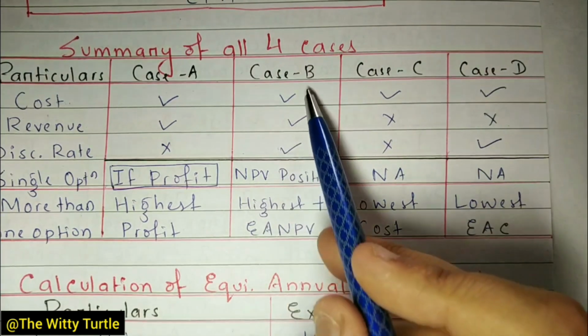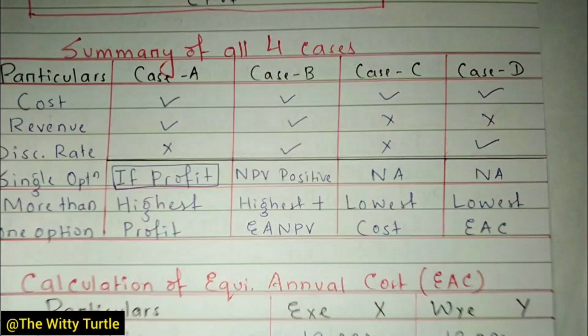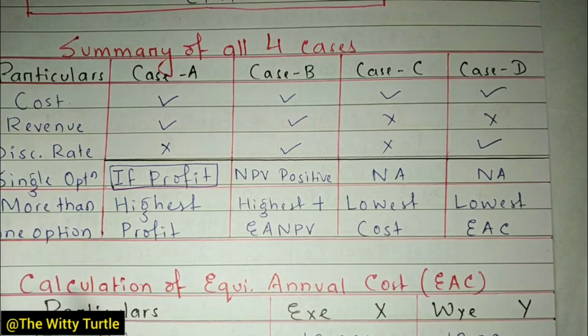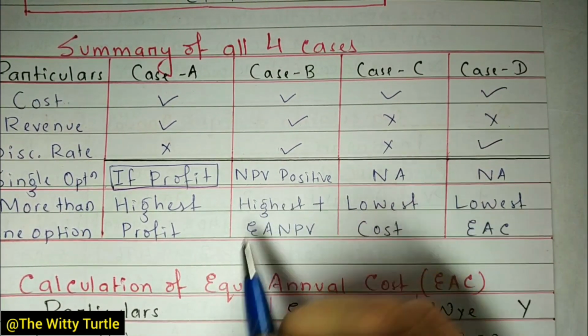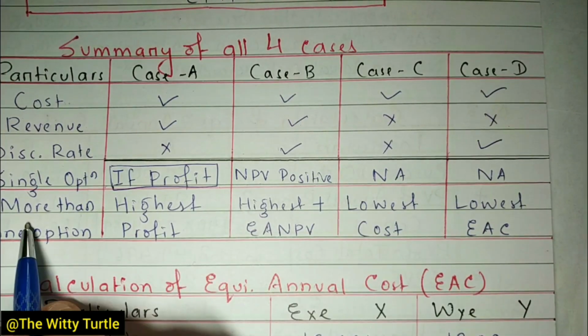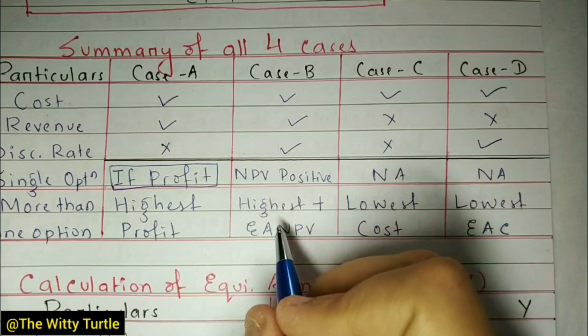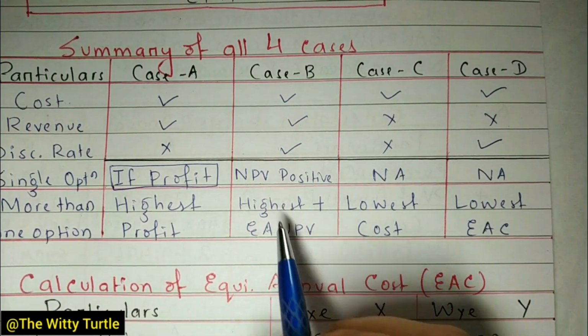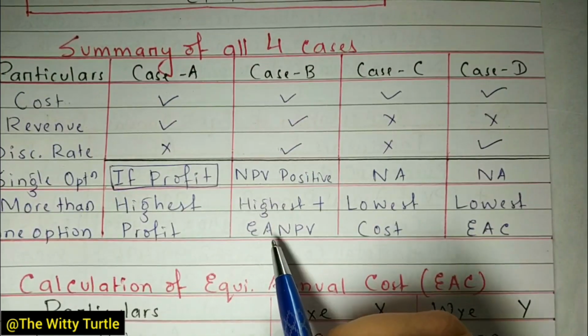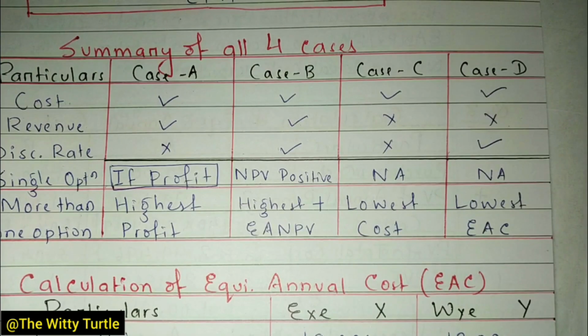So when all the three parameters are given to you in the question, then if it is a single option question, you have to check whether the net present value is positive or not, and if it has more than one option, then you have to consider that option which has got the highest positive equivalent annual net present value, right? What is net present value? We will understand that after studying this.